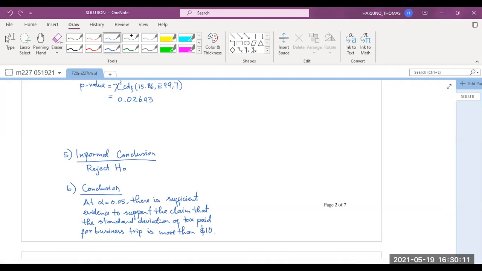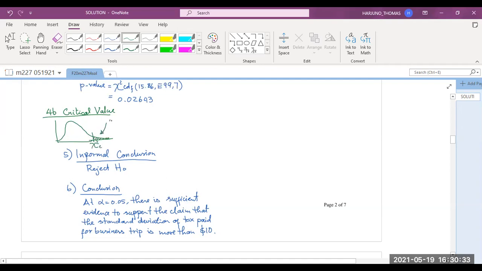Okay, then let me use blue, green for the critical value. That is, what is the cutoff on the right tail such that the area of that right tail is 5%. Okay, so chi-squared critical is inverse chi, area to the right, 0.05, degree of freedom 7.